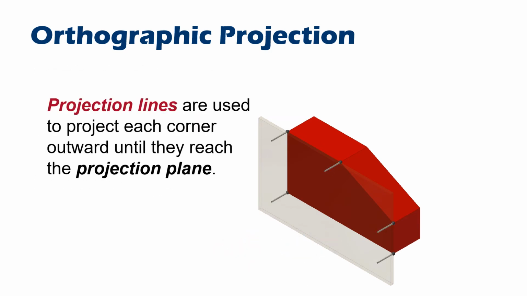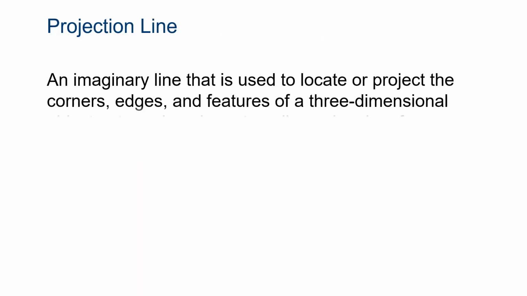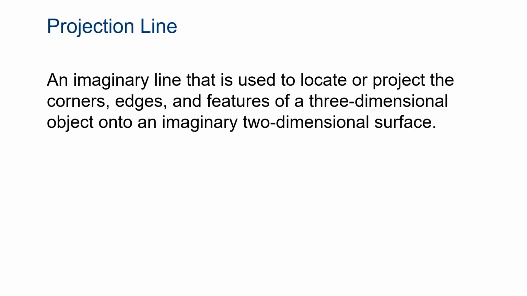Projection lines, and you wouldn't draw these lines, they're just using them as a reference to describe what's happening. Projection lines are used to project each corner that they were talking about outward until they reach the projection plane. A projection line is an imaginary line that is used to locate or project the corners, edges, and features of a three-dimensional object onto an imaginary two-dimensional surface.